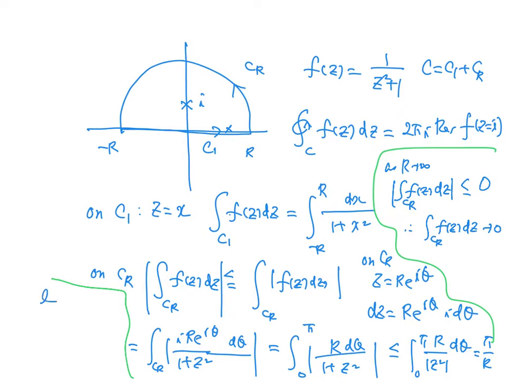And in the limit R goes to infinity, the integral over C1 of f(z) dz is simply the integral from minus infinity to infinity of 1 over 1 plus x squared dx. So let me label this 1, 2, this is 3. So the only thing we need to do is calculate the residue. Oops, sorry.